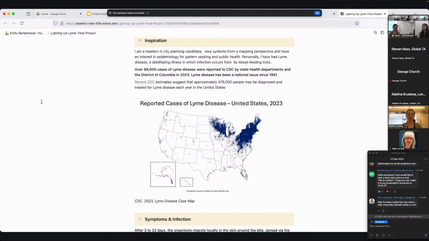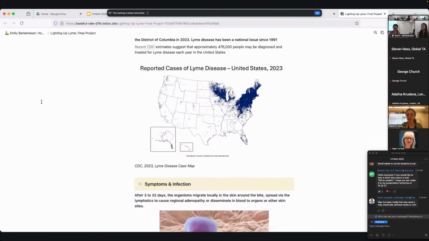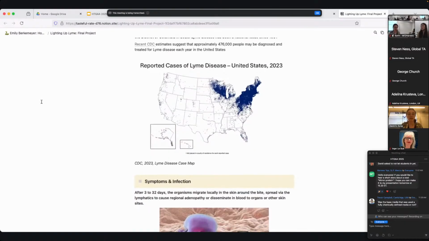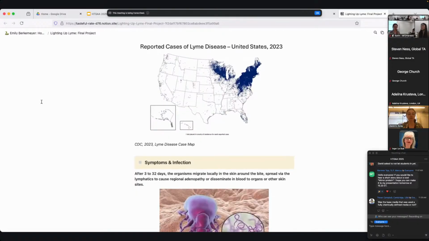Just two years ago, there were over 89,000 cases of Lyme disease in the United States of America. And recent estimates have suggested that close to 500,000 people may be diagnosed and treated for Lyme each year. Here we have a nice CDC map of where this is focused.